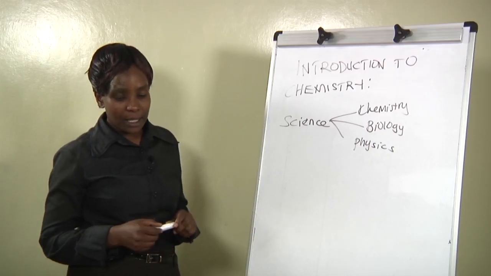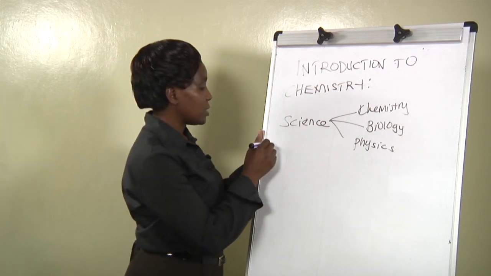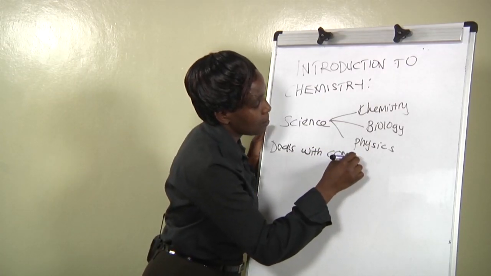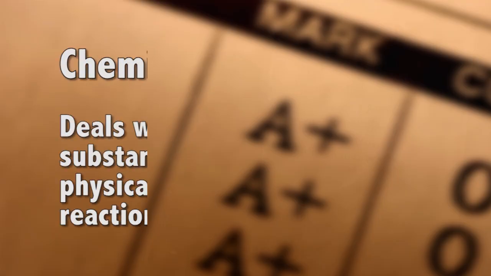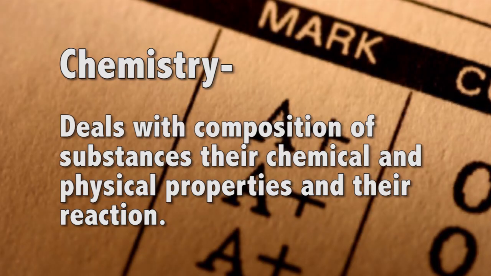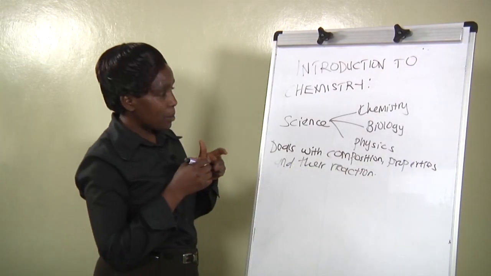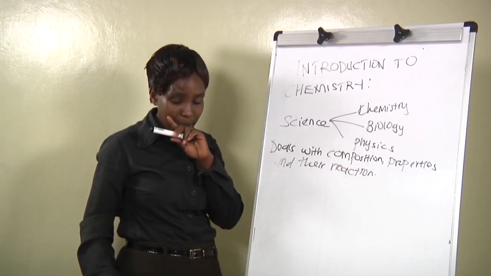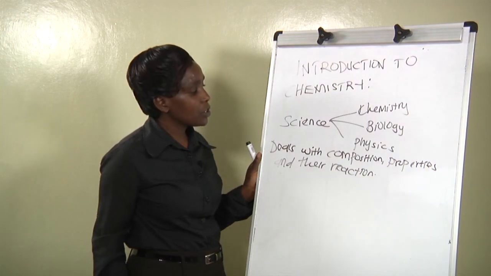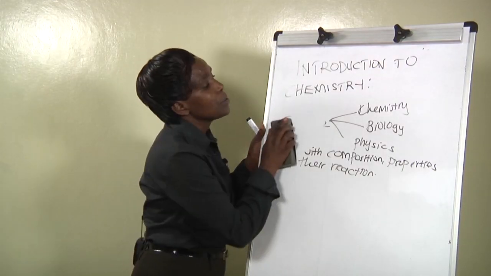Then the other thing we needed to understand is that chemistry normally deals with composition, properties, and reactions. It deals with composition of substances, their properties, both chemical and physical properties, and their reaction. So in full, we were able to give the full definition of chemistry. Chemistry is a branch of science that deals with composition, properties, and the reaction of substances. So that's the definition we gave last time.